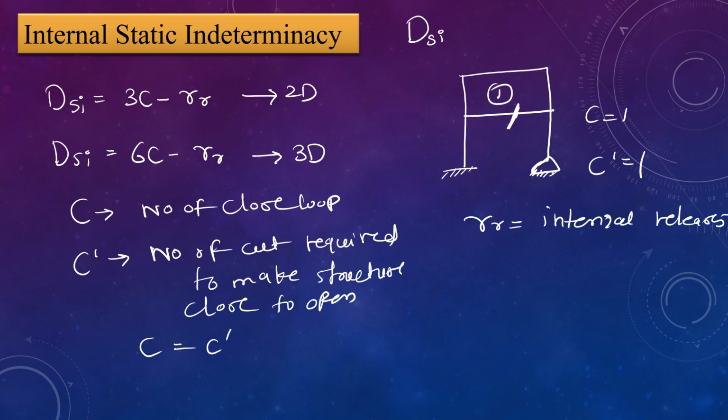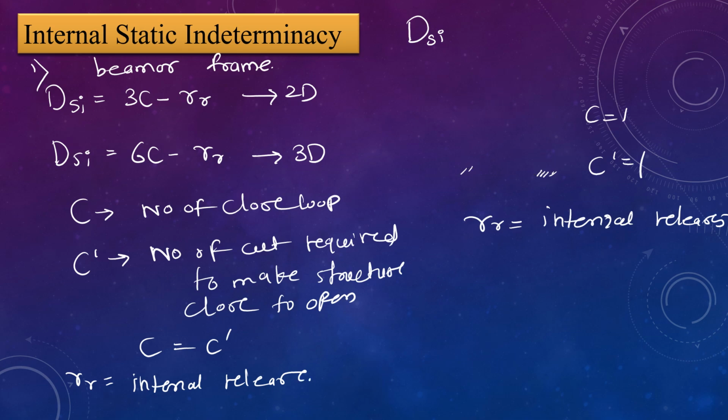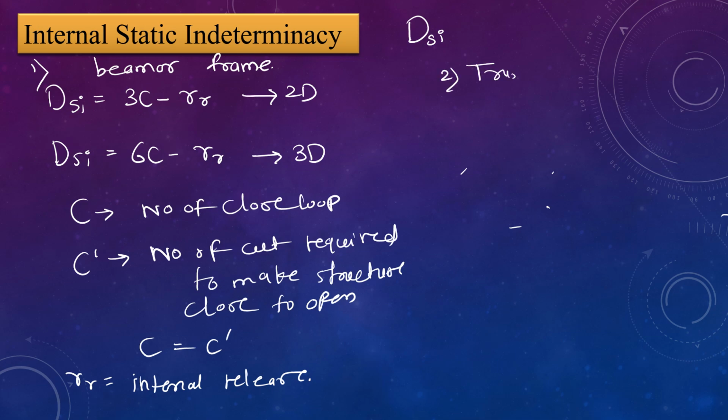And then next, this condition. Mainly this condition is for beam or frame. Here I write RR is equal to internal releases. Then the next conditions are for trusses and pin jointed structures. This condition is about the beam and frame. The next condition is about trusses, or truss structure, or pin jointed structure.